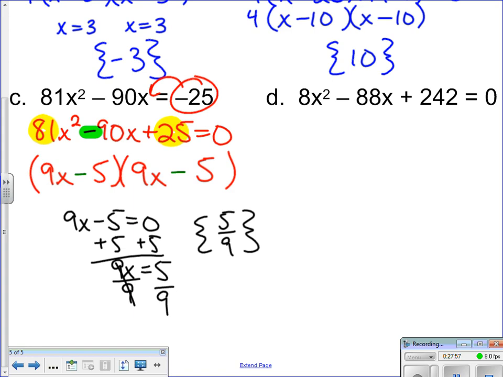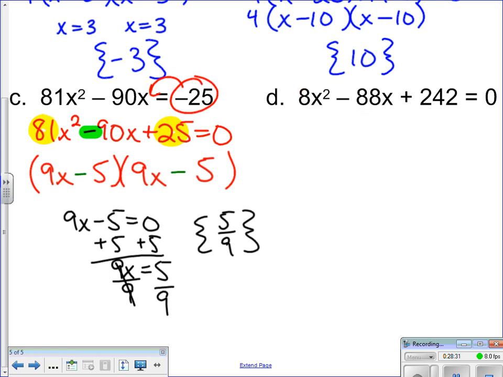And our final question already equals 0. Do you see a greatest common factor? If you think you can divide, divide. Hopefully you're thinking you can divide, I'm hoping by 8, because I know 8 goes into 8 and 8 goes into 88. My only question is, does 8 go into 242? Check the calculator, and it doesn't. It comes out to be 30.25, so that's not going to work. So don't divide by 8.